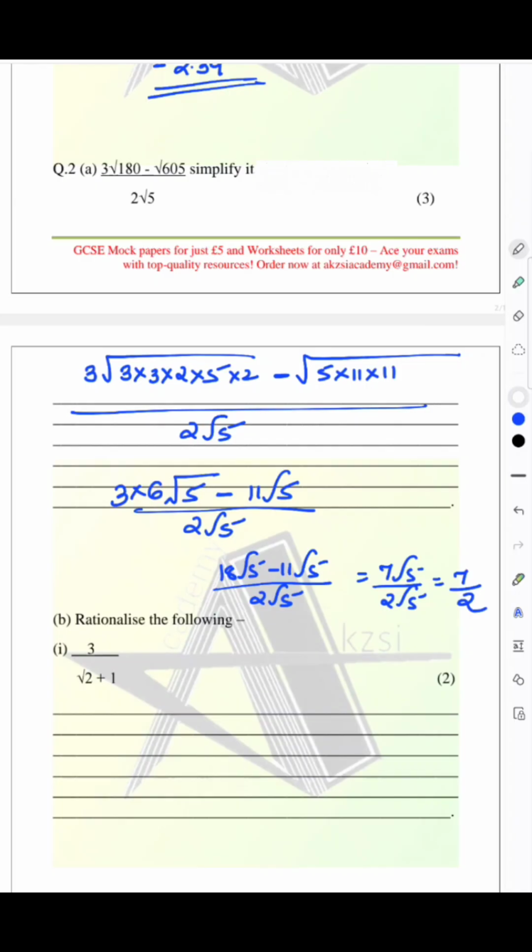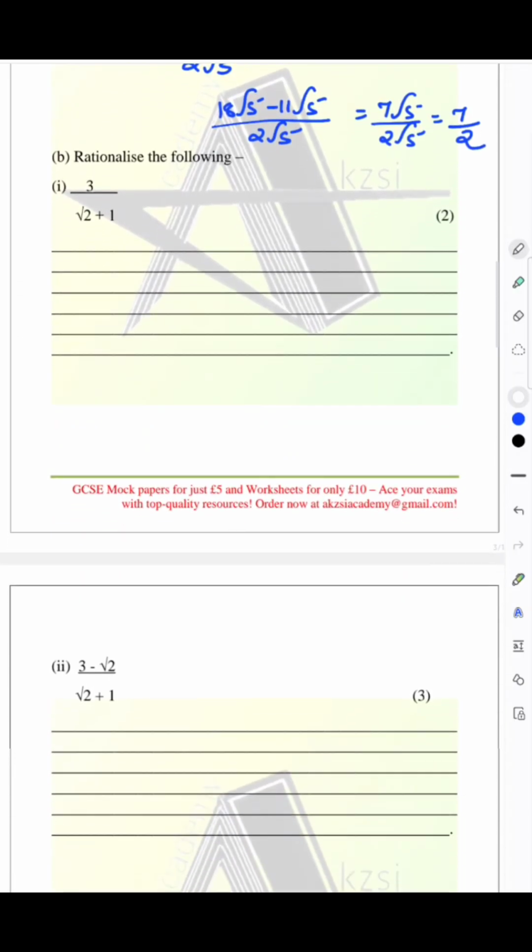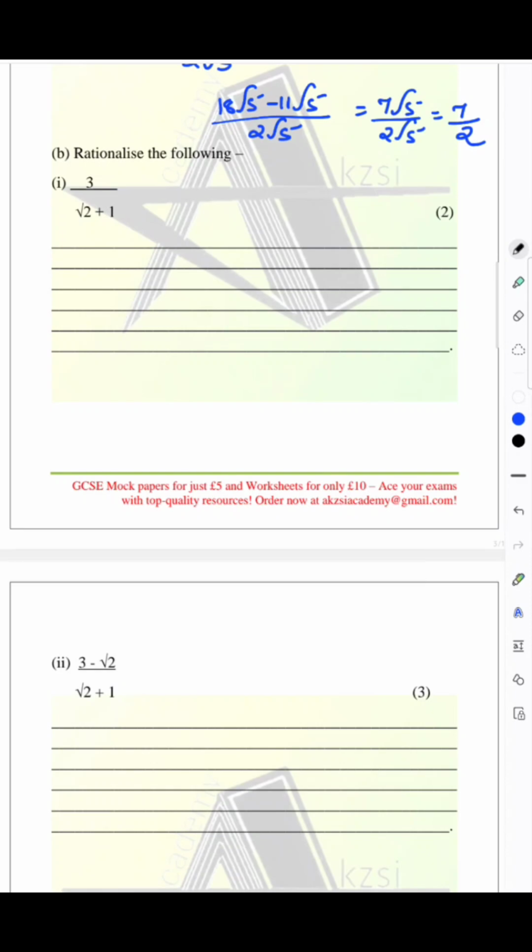Moving on to the next question. Rationalize the following: 3 over root 2 plus 1. This is what I was talking about. When you don't have just a surd number in the denominator, if there is a sum of two surd numbers, or a sum of one surd number and a number, or a subtraction, in that case the multiplication would be a little different.